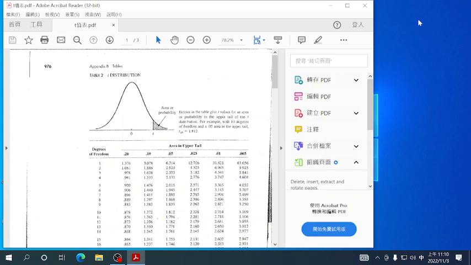Okay, let's start to read this table, B1. Then I have another form of T tables. I'll show you both. You may have a different format of T table. This is the one we have.